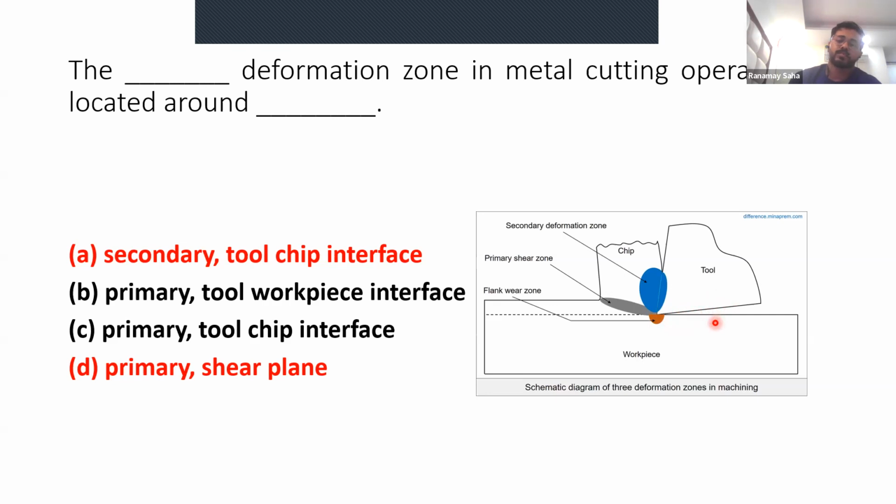So that thing can be controlled, it is controllable. So this is the least one actually. And the major one happens to be the primary shear zone. Okay. So in this case, you can check that two options, option A and option D, can be correlated to this particular diagram representing the deformation zones in machining process. Okay. So option A and option D should be the correct options. Proceeding.